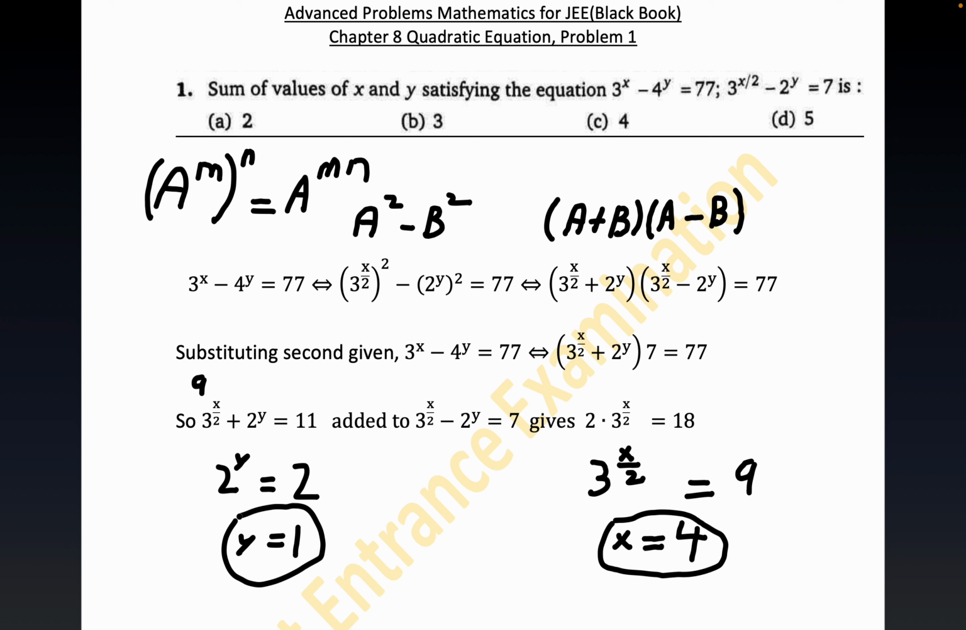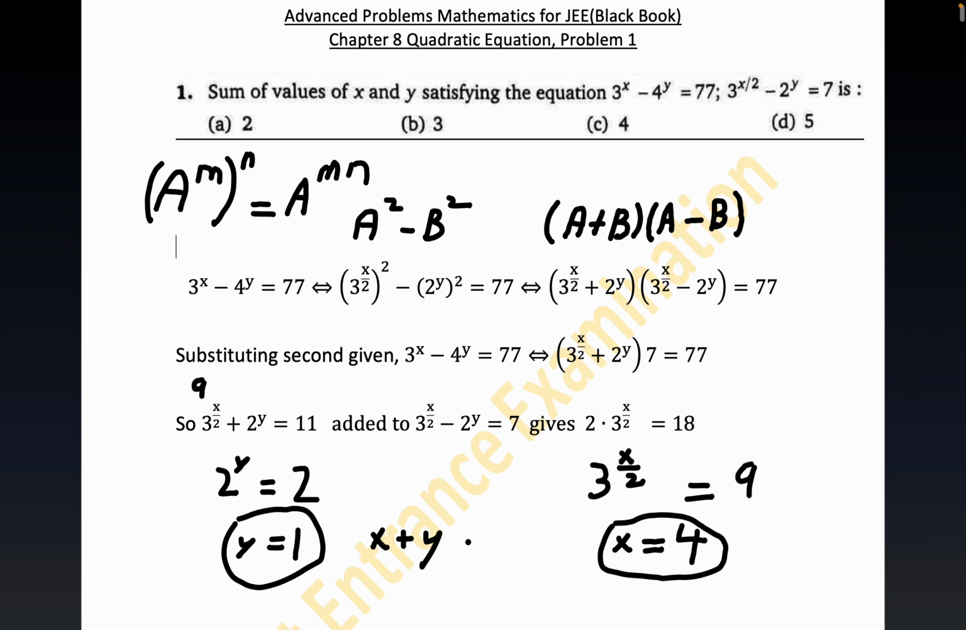Okay, notice that the sum x plus y is equal to 5. Okay, and so the answer to the multiple choice question is part D right here.